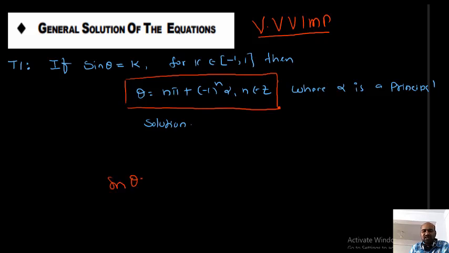What is the situation? Sin theta equal 0, then what is theta? Directly, theta equal n pi. Completed. But sin theta is not 0 here. Sin theta is some k. K may be 0 also.